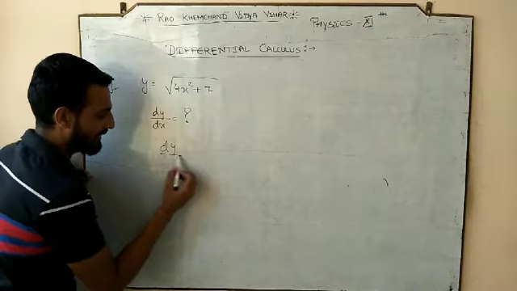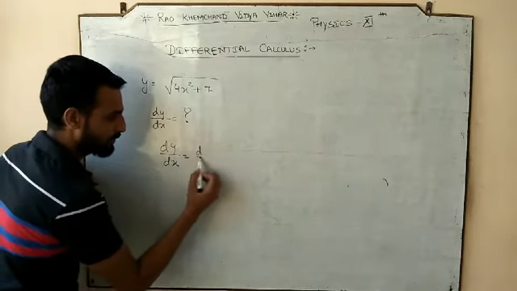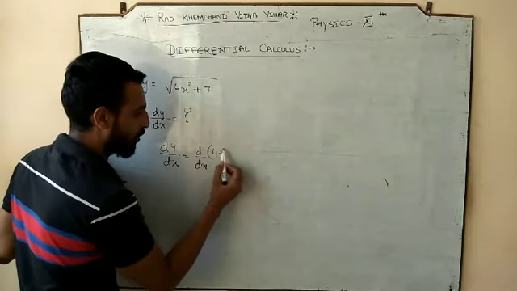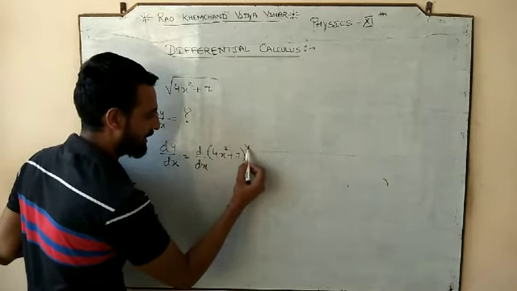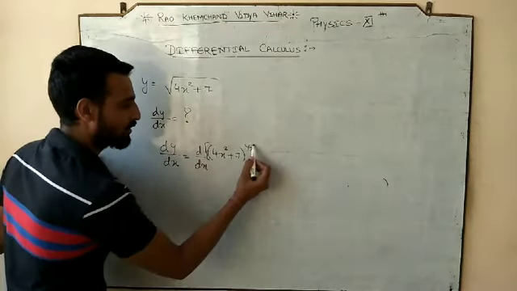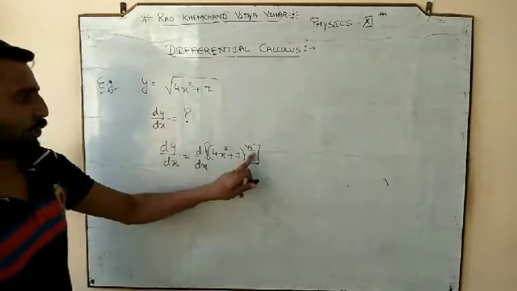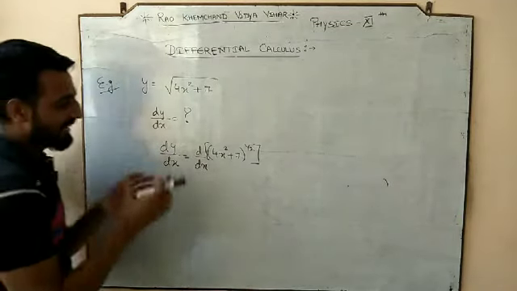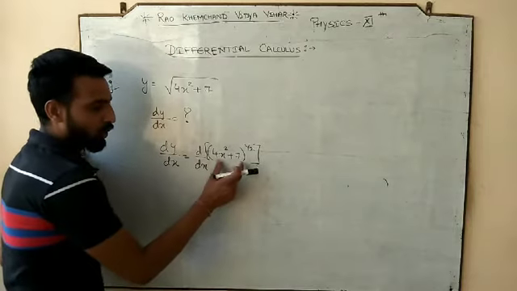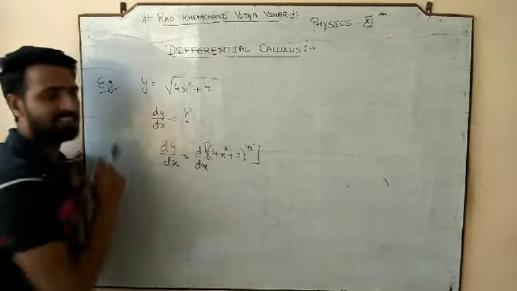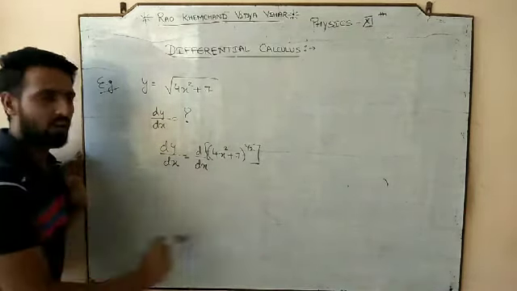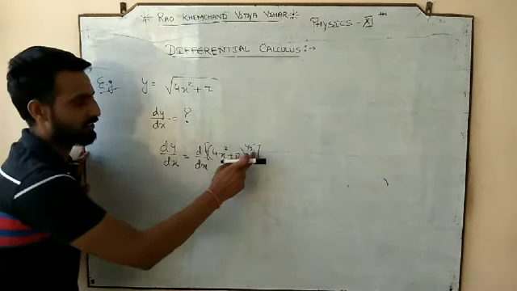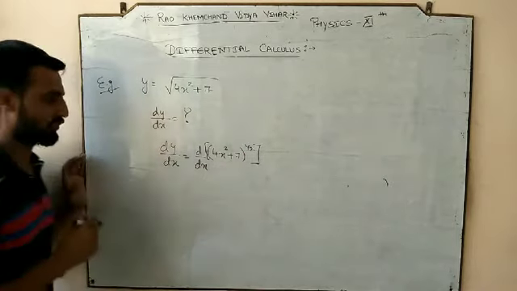So dy by dx is equal to d by dx of, what is the value of y we have? It is the square root of 4x square plus 7. And what is the meaning of square root? The square root means the whole power is half. So now the point is that in this equation the power is over the whole quantity 4x square plus 7. So first of all, what are we going to do? We are going to solve the power. First we will solve the power, then we will proceed further.